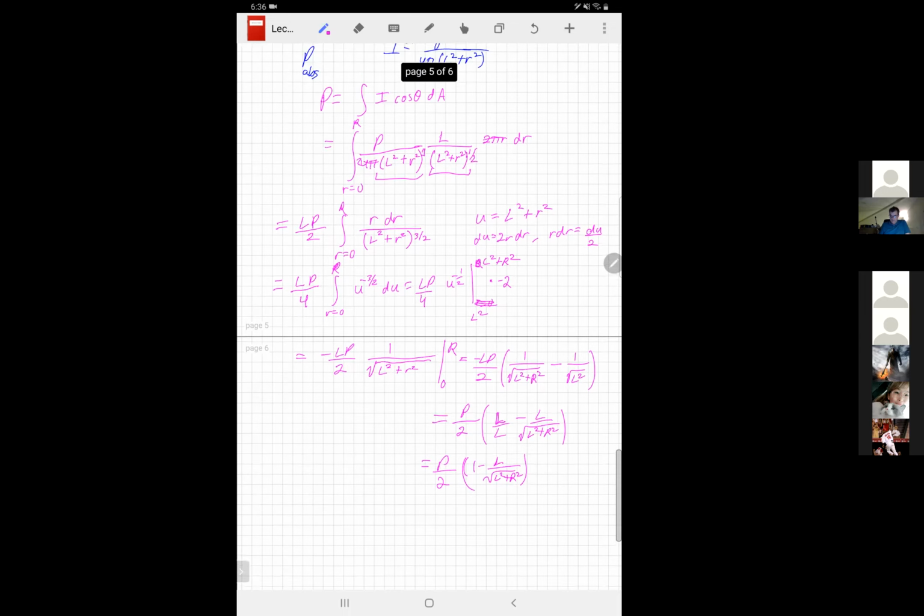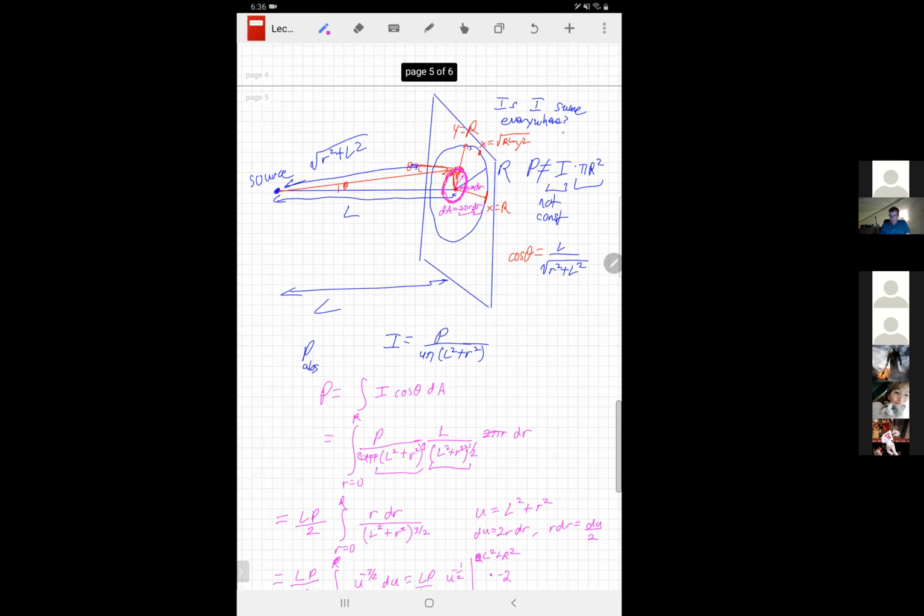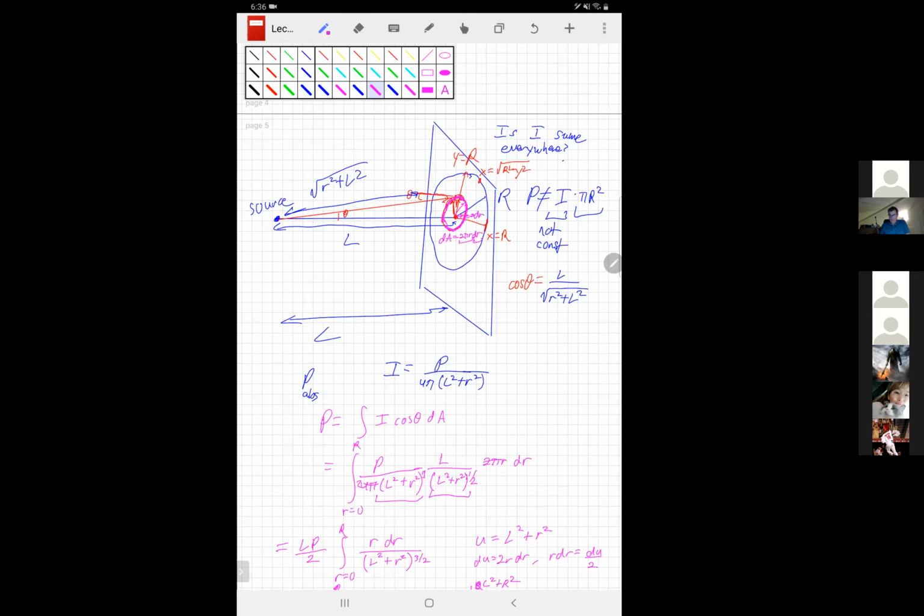Okay, well, let's look carefully at this L over square root of L squared plus R squared. If we go back to our diagram, what would that be? You can't just point at the diagram and say, oh, it's this symbol, because there is no symbol for that. But just qualitatively looking at it, what would that seem to represent?